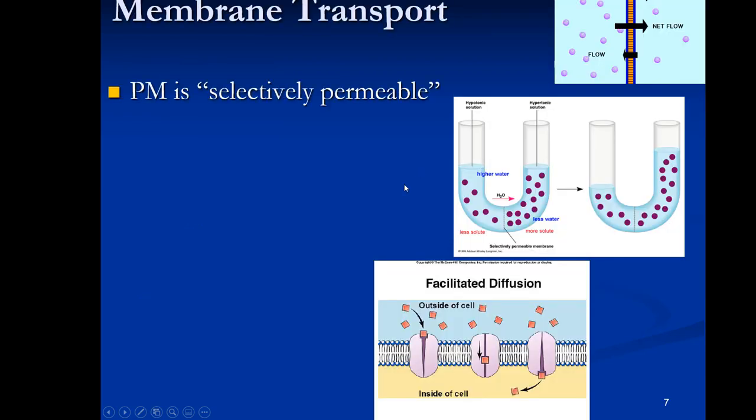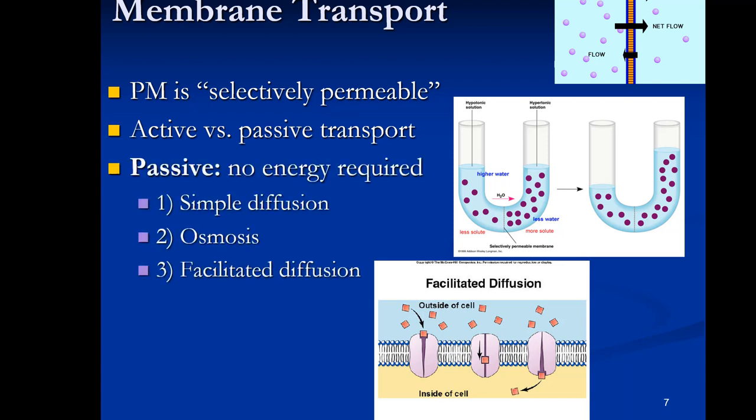All right, so we need to have a discussion on how to get things across the cell membrane. The plasma membrane is selectively permeable, which basically means that some things can get across and some things can't. There are two strategies that cells use to get things across. One's called active transport, the other is called passive transport. We'll start with passive. Passive transport does not require any energy. What you're going to see shortly is that the energy within cells comes from a molecule called ATP. So ATP is not necessary for passive transport.